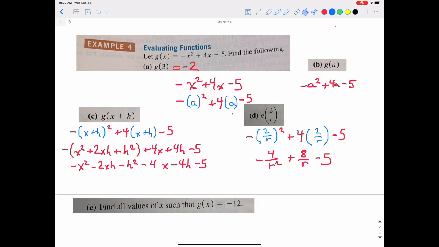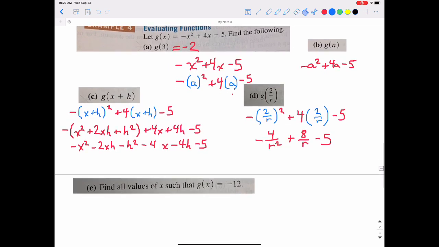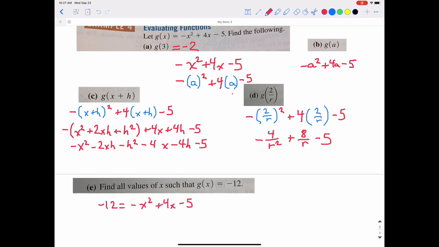Part E is phrased just a little bit different. Part E says, find all values of x such that g of x equals negative 12. So we're not replacing the x with negative 12, we're replacing g of x with negative 12. And what that means is we'll have negative 12 equals negative x squared plus 4x minus 5. And then we're solving that equation.